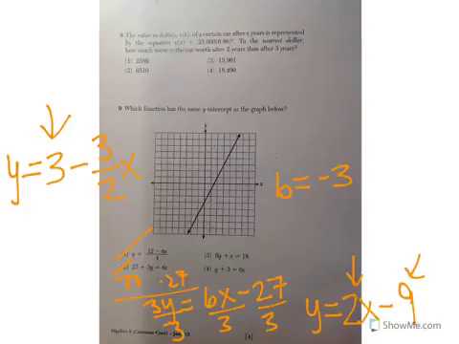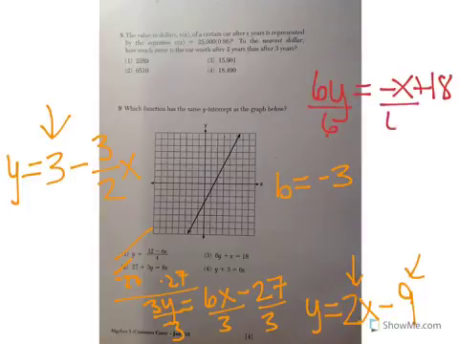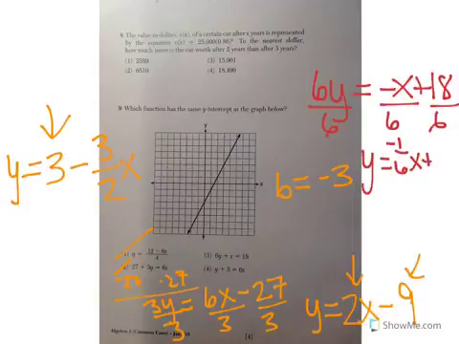Number 3 says 6y plus x equals 18. So I would subtract an x and end up with -x plus 18. Then divide everything by 6 to get y alone, and I'll end up with -1 over 6x plus 3. Again, I don't want that. The choice has to be 4. Let's double check. If I subtract 3 from both sides, I'll end up with 6x minus 3. So my y-intercept is -3.